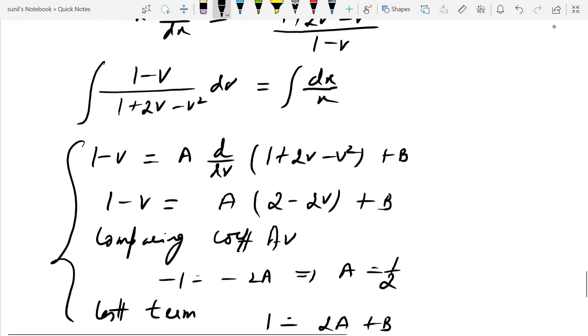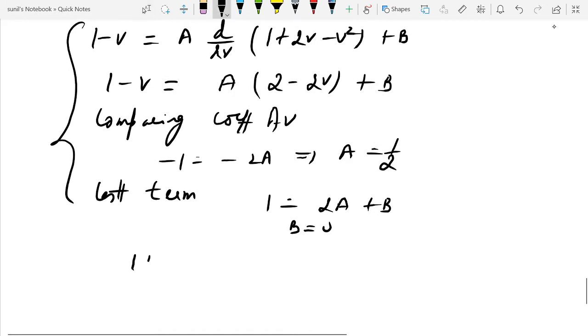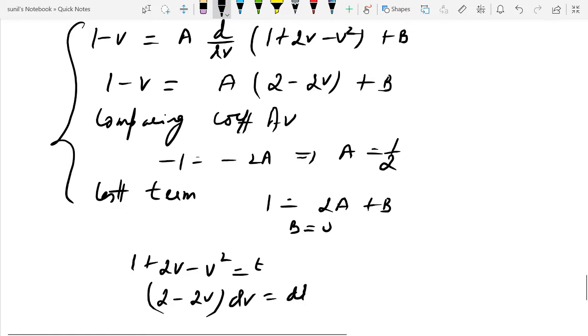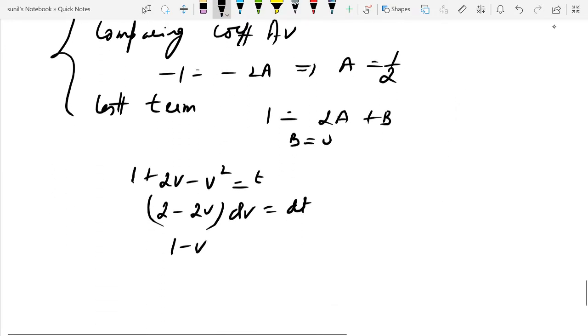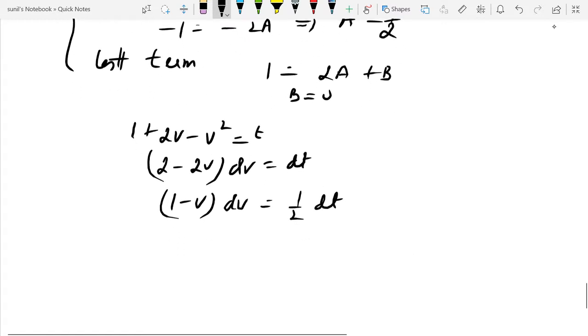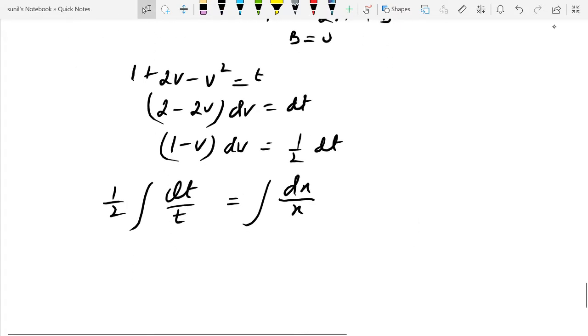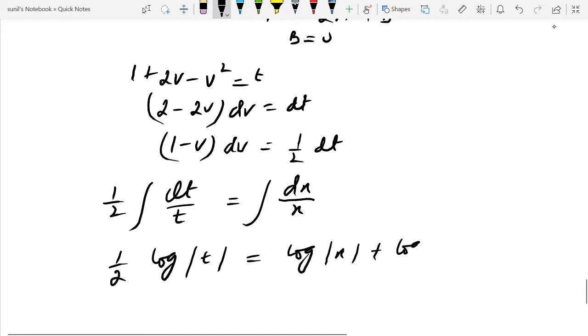We can directly do here: 1 plus 2v minus v square equal to t, that is 2 minus 2v dv is equal to dt. Now this problem will become 1 minus v dv is equal to half dt. Now the problem is half dt by t equal to dx by x, which gives half log mod t is equal to log mod x plus log c.